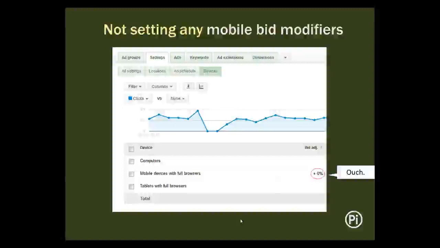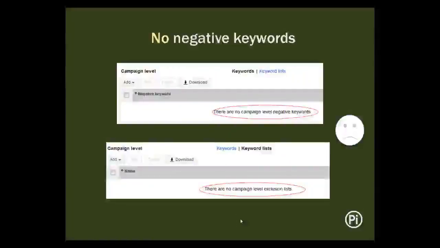And if they do it for you automatically, this is what it's going to say. It's going to say +0. It's going to inherit what the rest of the campaign has, and you're going to be saying ouch at the end of July. Number 4, no negative keywords.